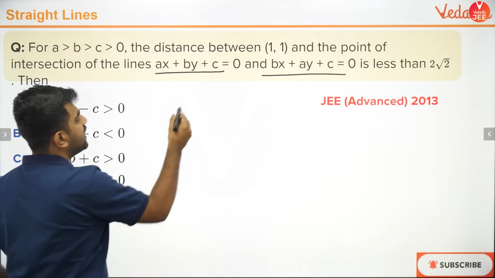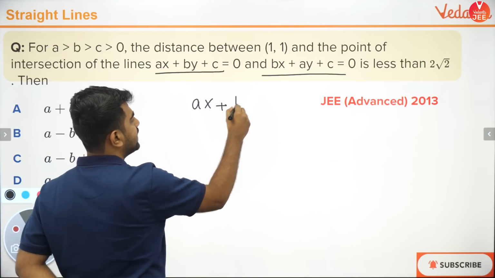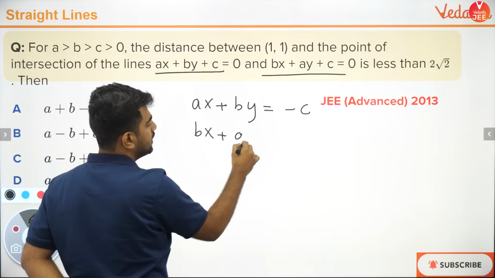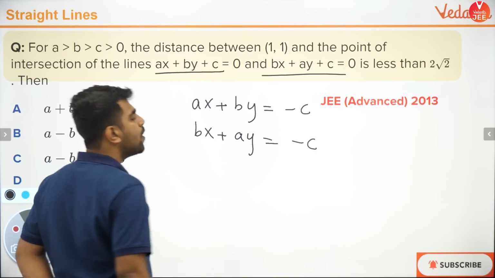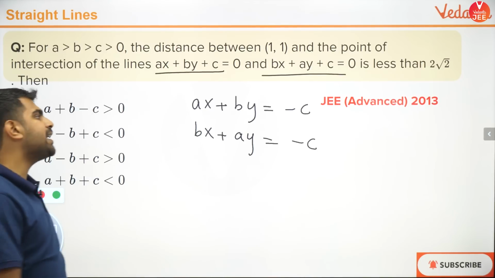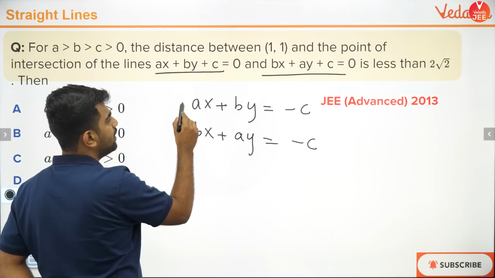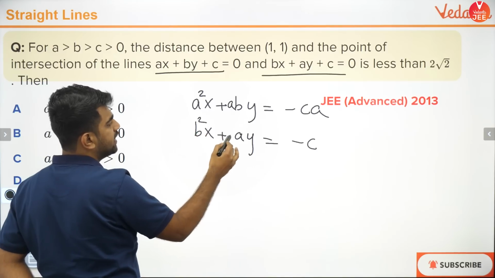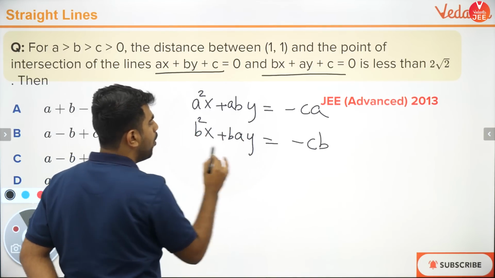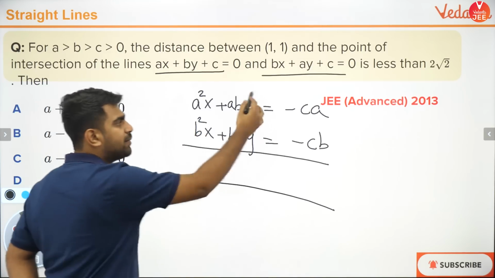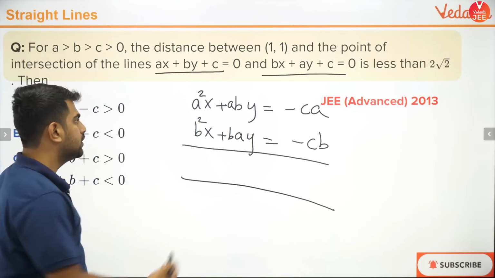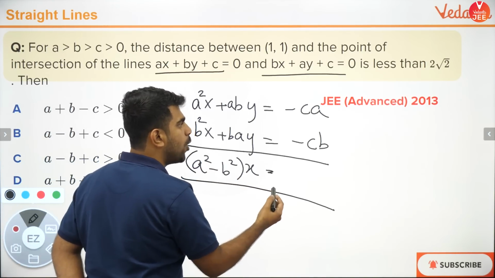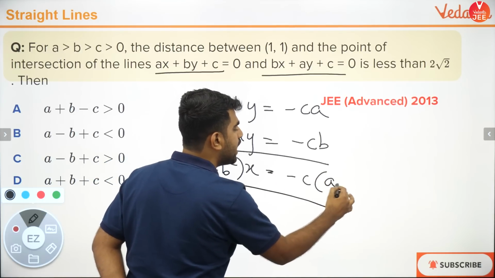Okay. So what do we have here? I have these two lines, AX plus BY is equal to minus C, and I have BX plus AY is equal to minus C. Now I have to find out what is my X coordinate. So I will multiply by A over here, and I will multiply by B over here. And now what will I do? I will subtract both of them so that my Y coordinate is totally gone. So let's do that. I will get A square minus B square times of X is equal to what? Is equal to minus C times of A minus B.